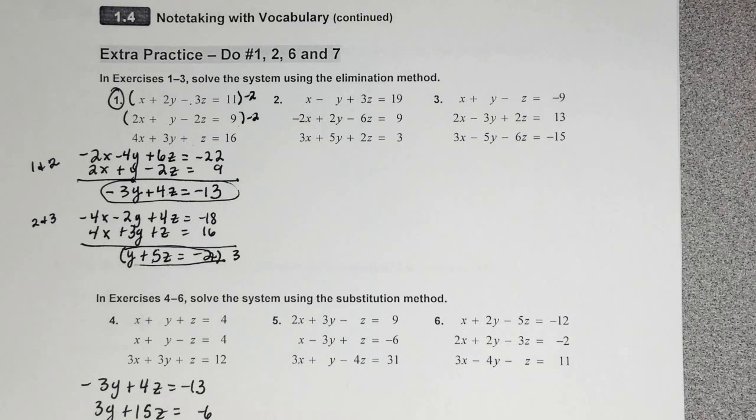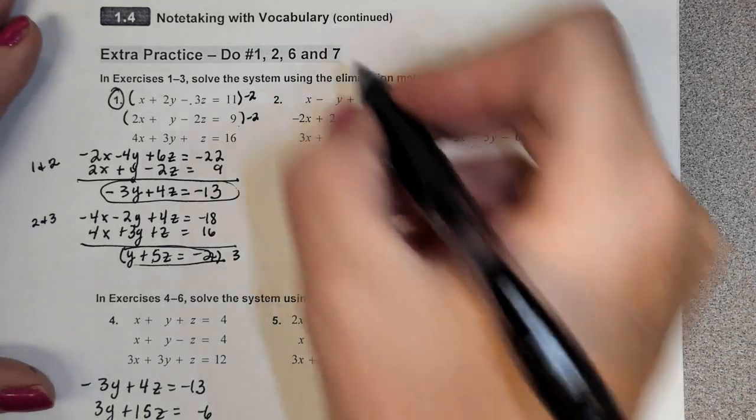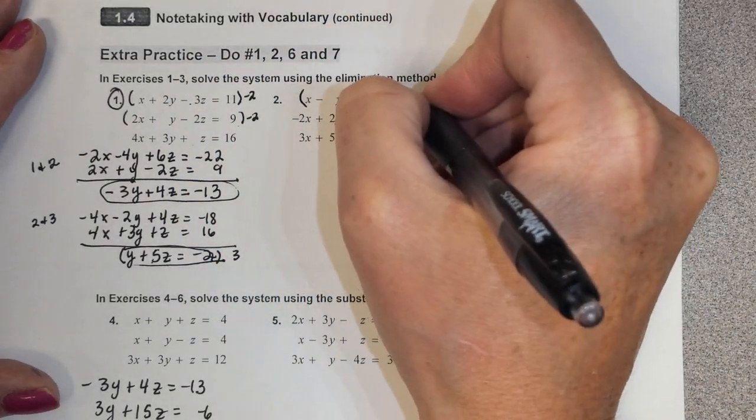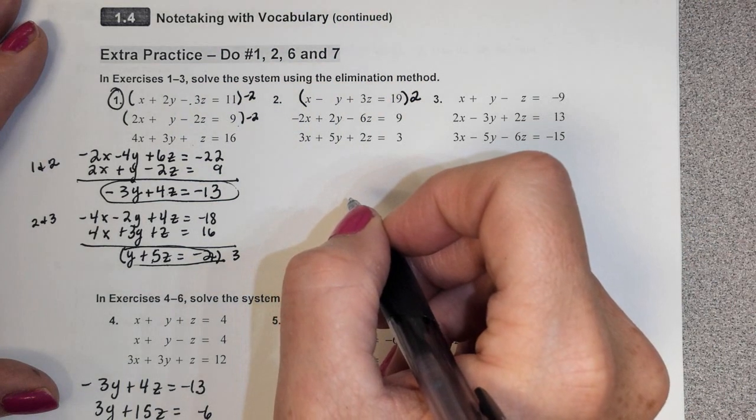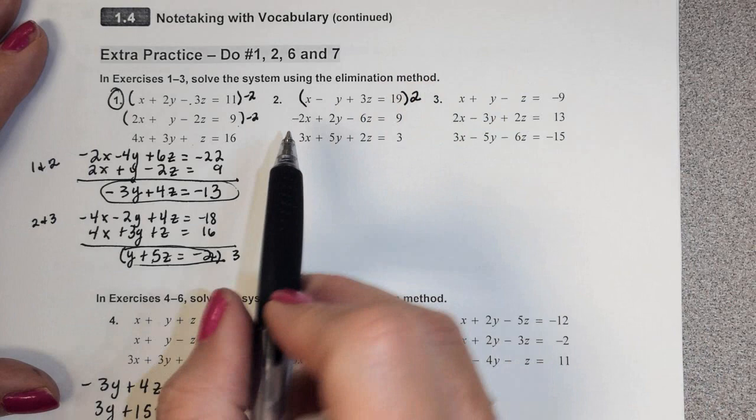All right, go ahead, Tim. I think there would be no solution. You think it's no solution? Why? Because if you make the first two similar, try to eliminate that variable, then it would be -2x plus 2y minus 6z equals 19, and then you do the same thing, but it's equals 9. All right, well, let's see what happens.